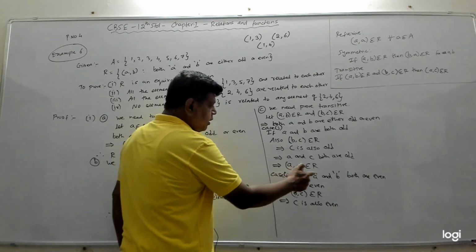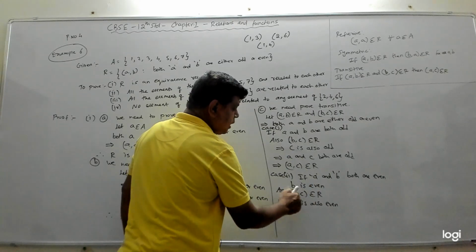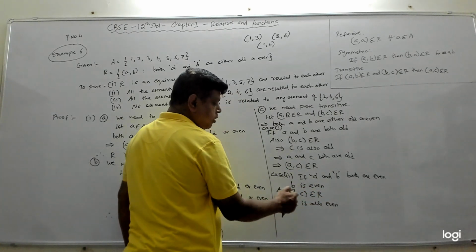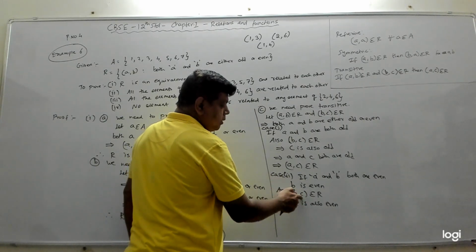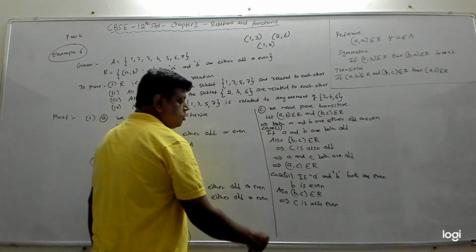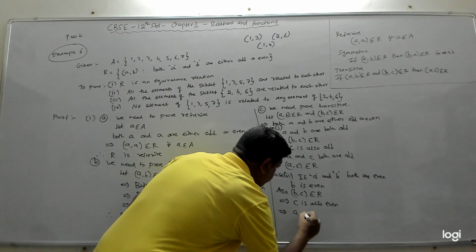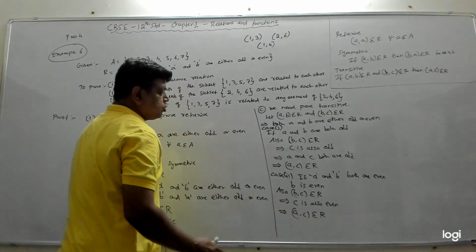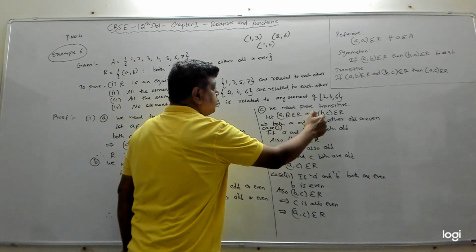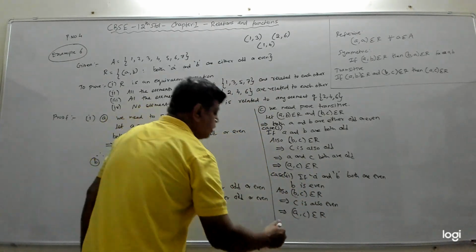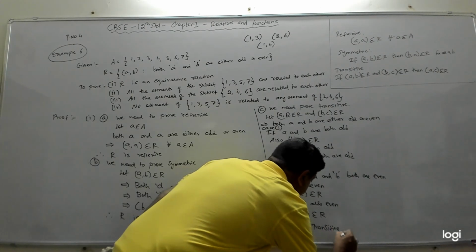Now what we have got? We have got A is even, B is even. Since B is even and B, C belongs to R, that will make C even, because two elements are related when both are even or both are odd. So C is even. Now we have got A is even and C is even. This implies A, C belongs to R. So in both the cases, case 1 and case 2, when A, B belongs to R and B, C belongs to R, we have proved A, C belongs to R. Therefore, R is a transitive relation.